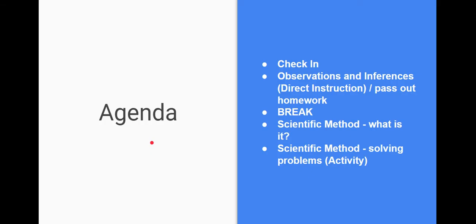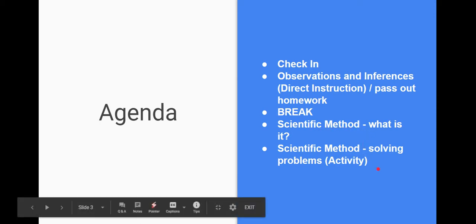Anyways, the agenda is going to be a little bit different, obviously, because we're not in class. We'll do some of these activities in class together, but this is really just for you to get prepared. So we're going to talk about observations and inferences, and that's going to take up a little bit of time. This homework will be done in class, so don't worry about it. You can start thinking about it after we go over that section, but it's not due. Obviously, we're not having a break, and then we'll go over the scientific method. What is it, and how do we use it to solve problems?